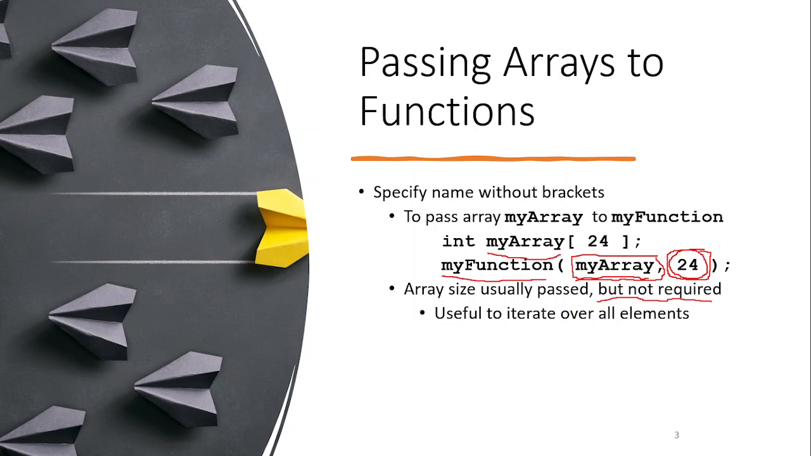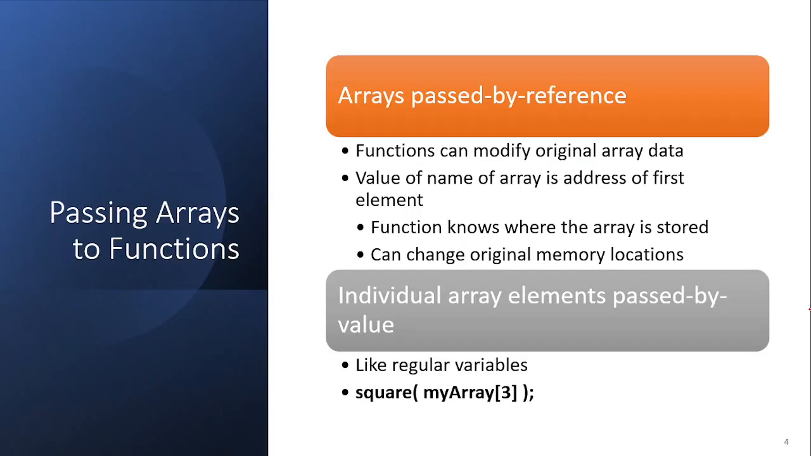So that is why we need to pass the size of the array as an argument. So this is how you pass an array to a function. This is basically the function call that you would make in the main function. This is the call. This is not the prototype declaration or definition of the function. That would be a little different, so we'll look at that as well.